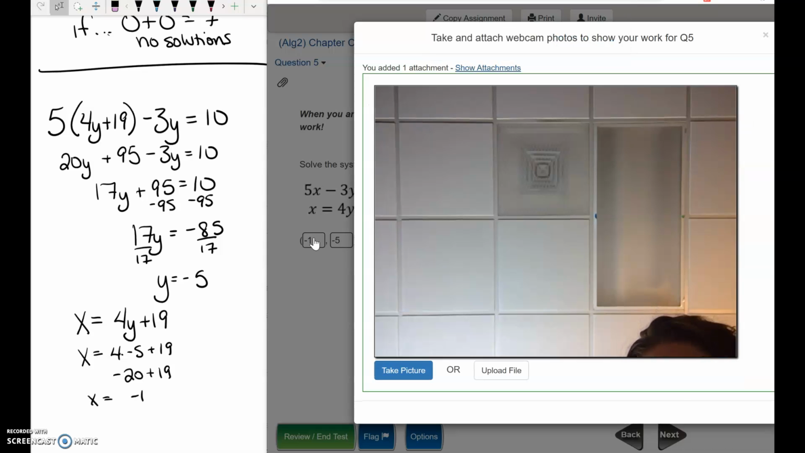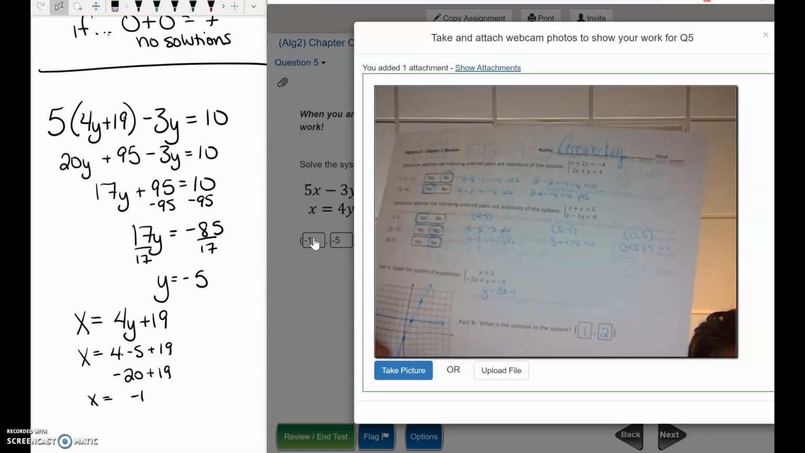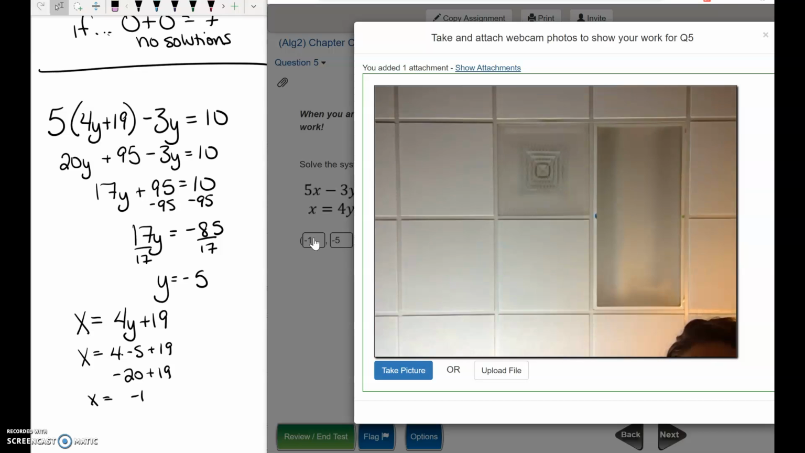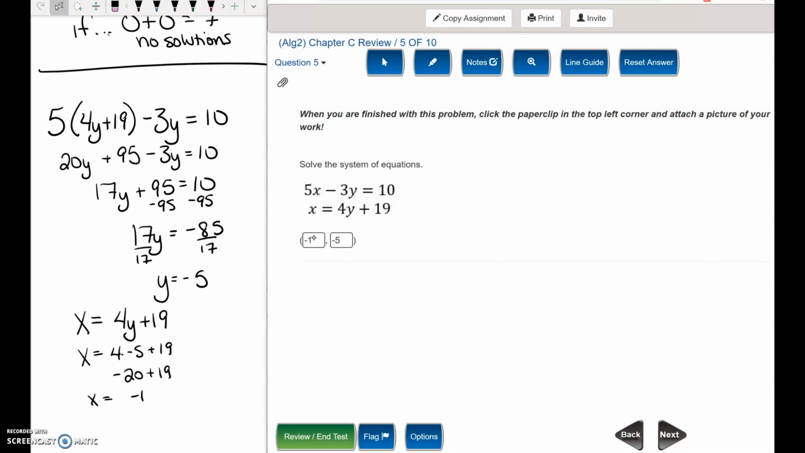Back to webcam. So you would hold whatever work you did in front of your camera and snap a picture and then attach that. Something we noticed today is once you click that thing, it does turn your webcam on. So that little light next to your webcam is going to stay on. That is okay. It's not actively recording you.